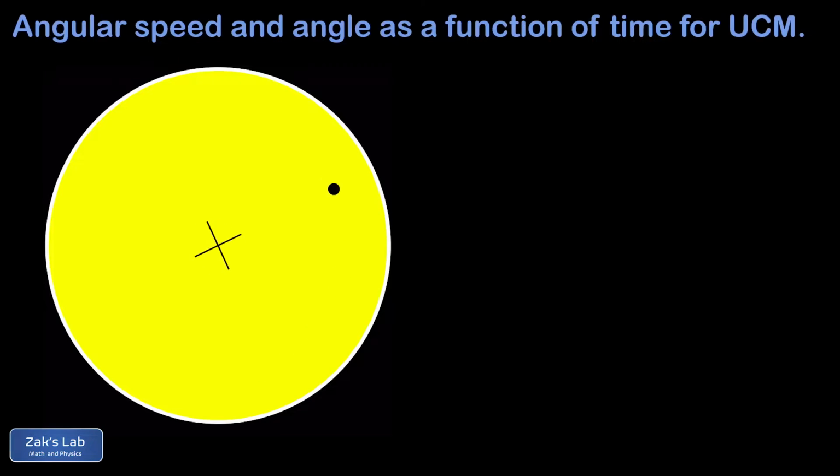This video is the first in a three-part series on uniform circular motion kinematics, and we're starting out in this video by defining average and instantaneous angular speed.